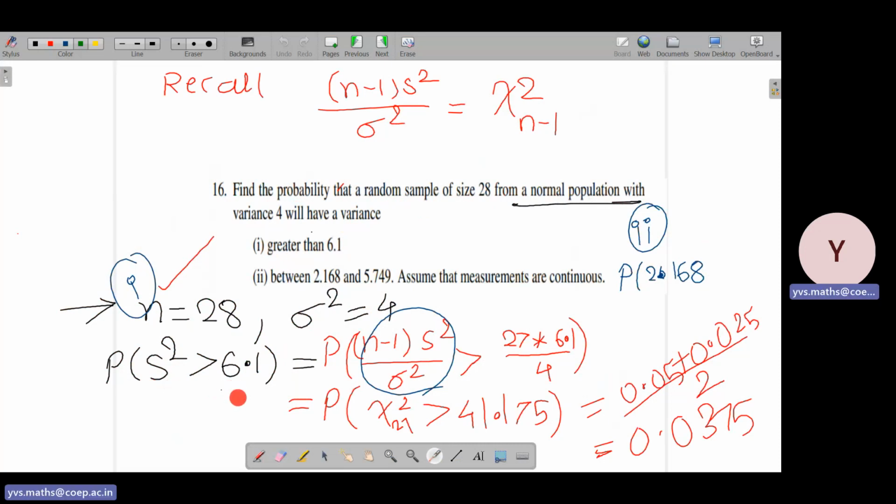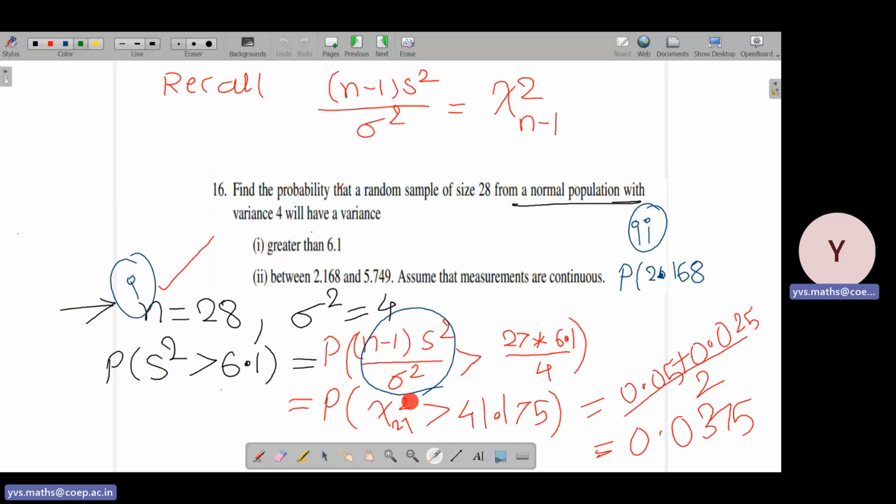Sample variance is denoted by S square. So the probability that S square is greater than 6.1 is the probability that (n minus 1) times S square by sigma square is greater than 27 times 6.1 by 4. So what I'm doing over here is multiplying by n minus 1 and dividing by sigma square. You know (n minus 1) S square by sigma square follows a chi-square distribution with 1 degree less than n, that is 27 degrees of freedom. This calculation gives 41.175.